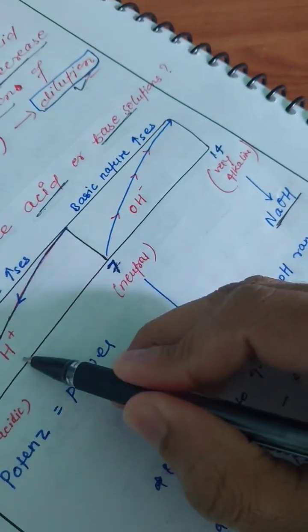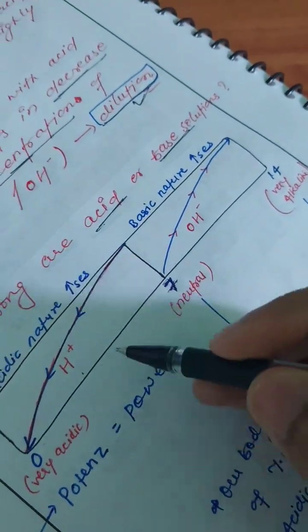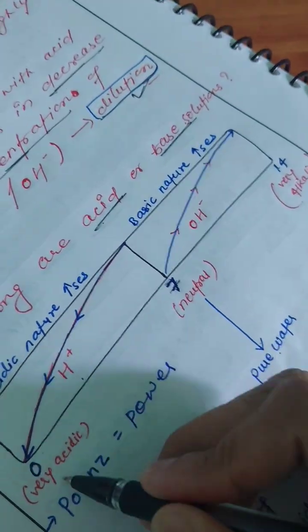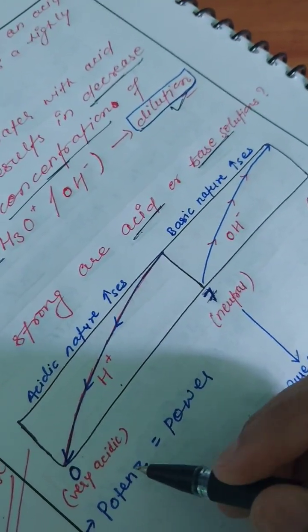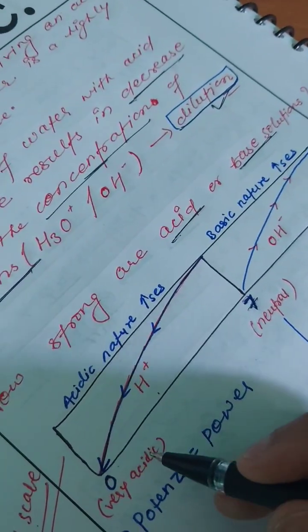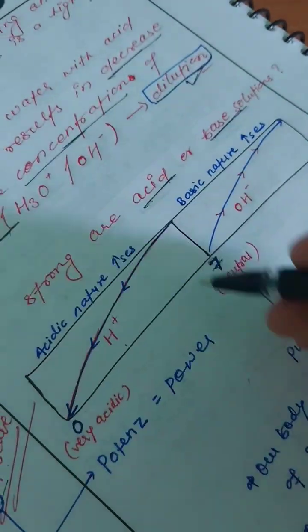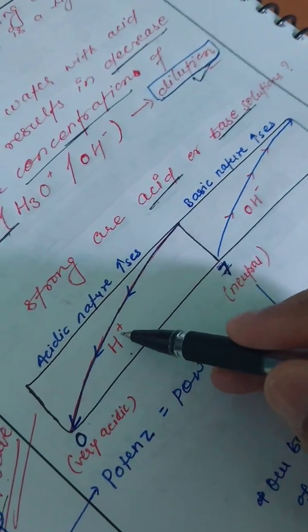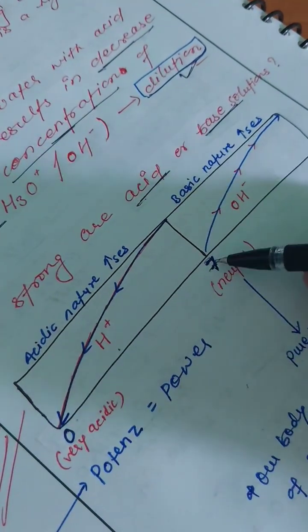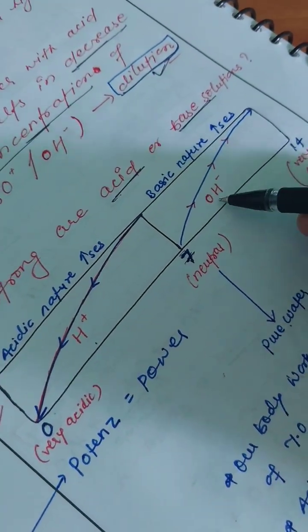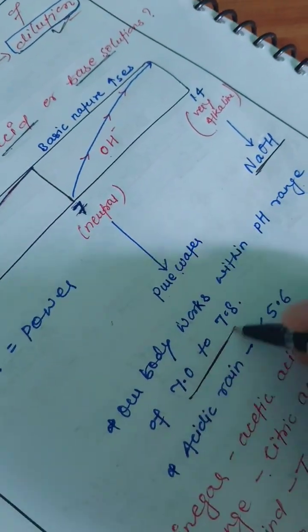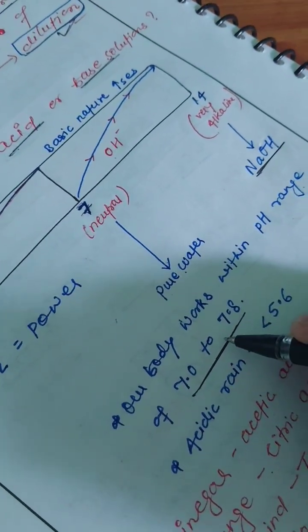And when we move left of 7, the solution becomes acidic. When we reach near 0, it is very acidic, like concentrated sulfuric acid or hydrochloric acid. These are all very acidic in nature. When we say it is very acidic, it means H plus ion is increasing. And when we move right towards 14, it means OH minus ion, that is hydroxide ion, is increasing. Our body works within a pH range of 7 to 7.8, that is basic nature.